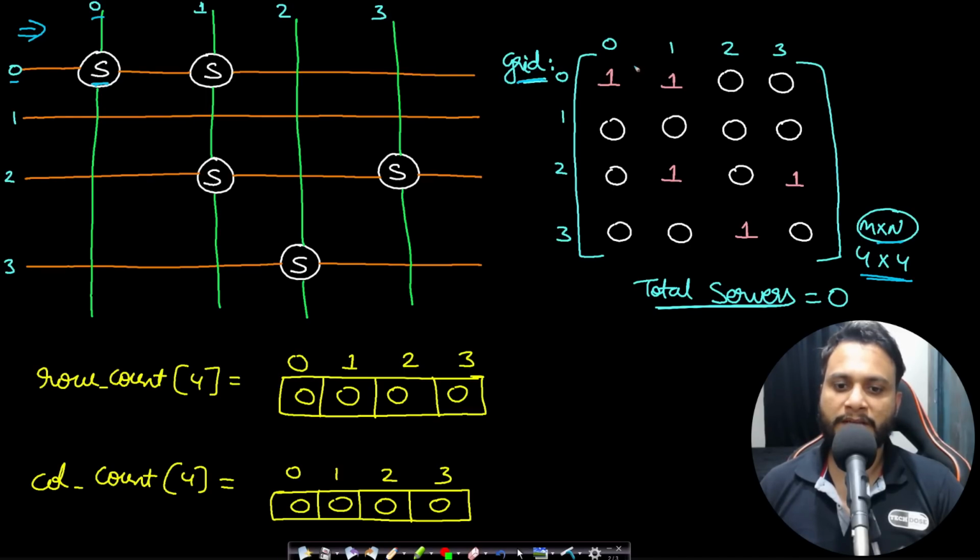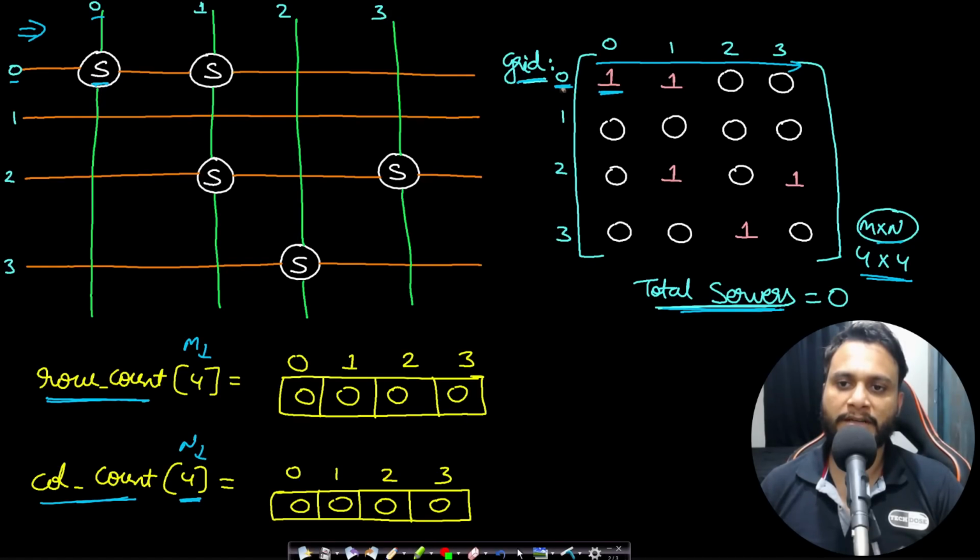What I will do is count the frequency of each server row-wise and column-wise. For that reason I will be taking a row count, which is a frequency counter of size m for the number of rows, and the column count, which is of size n for counting the frequency for the number of columns, right? Initially the frequency will be 0. Now I will be iterating through the entire grid, and whenever I see a server, I will add it to the total server count as well, and I will be incrementing the frequency for that particular row.